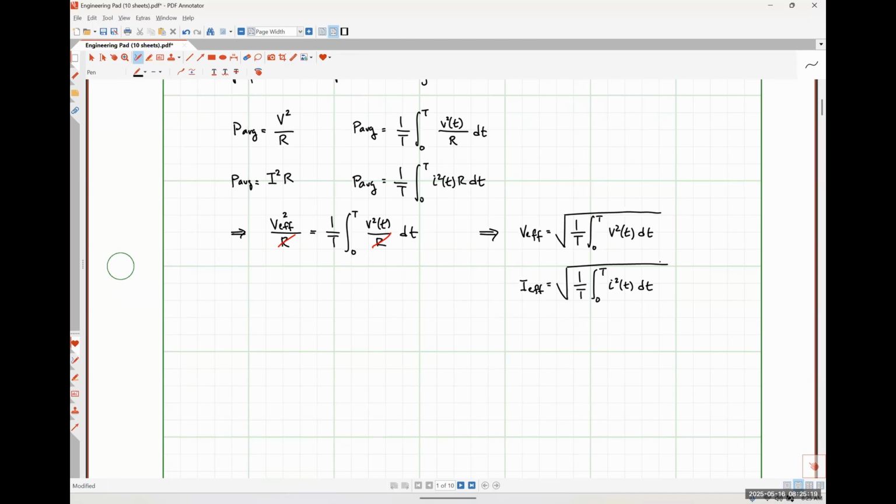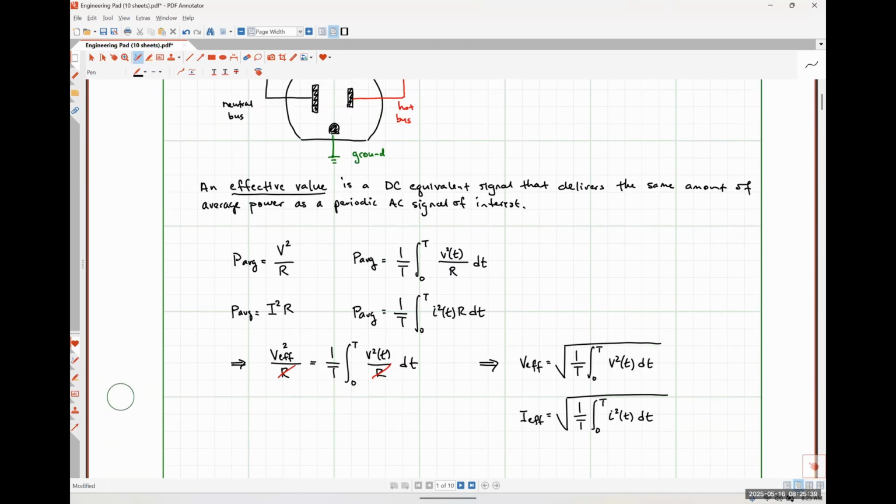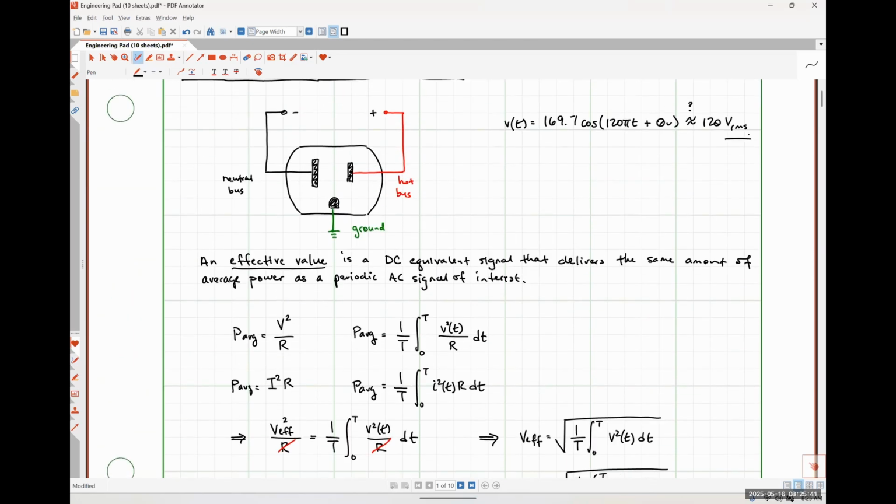So let's talk about what math is actually going on here, okay? What we are doing is taking the square root of the arithmetic mean. Arithmetic mean is just a fancy word for average of the square of our signal of interest. So that's why we have units of volts RMS. That RMS literally tells us the math that we did to get there. We took the root of the mean of the square of the signal in order to come up with that effective value.